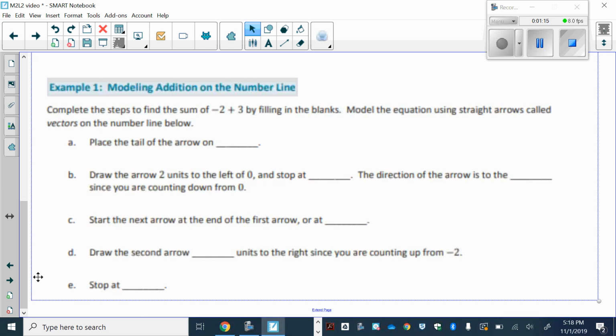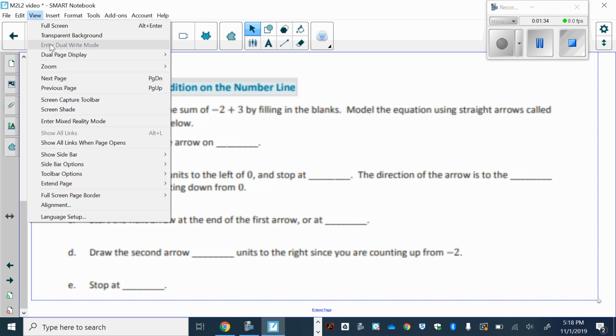Modeling addition on the number line. Complete the steps to find the sum of -2 plus 3 by filling in the blanks. Model the equation using straight arrows. Curved or hopped arrows are perfectly fine. I'm going to split the screen because the number line, unfortunately, is on the next page.